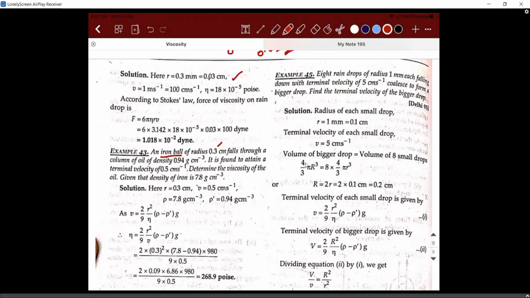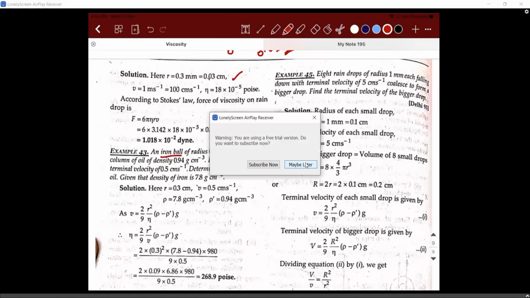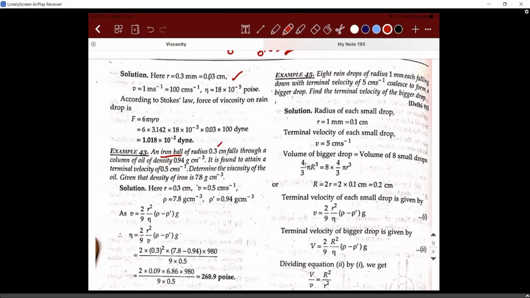I told you eta is equal to, you have a formula, provided you know the density of iron to be 7.8 gram per cubic centimeter. You know the formula, apply it fast and get the answer. So what is Vt equal to? 2 by 9 r square (rho minus sigma) into g divided by eta. Take eta to the other side, bring Vt to the right hand side. So everything is in which system of unit? CGS. So you can read the answer in terms of poise. Good.